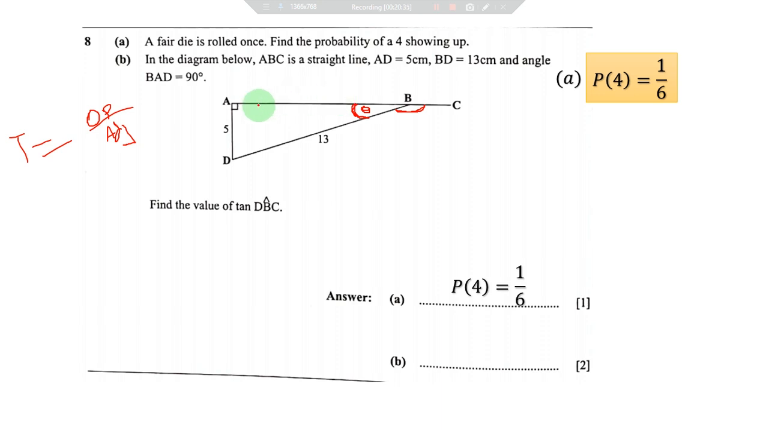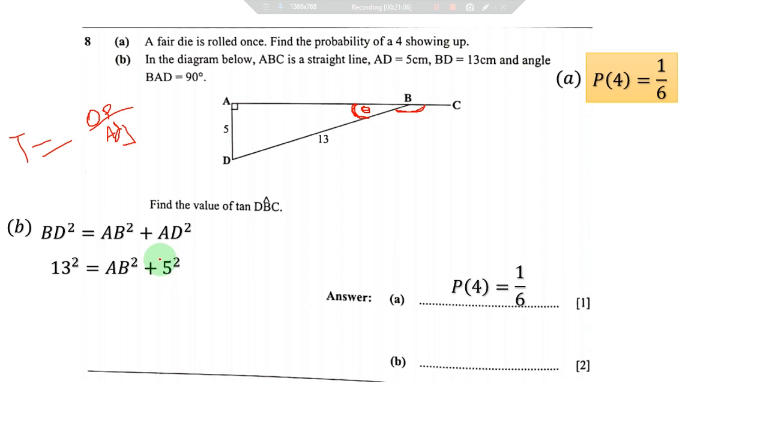On this triangle, using Pythagoras, we'll say BD squared. This is the side which is opposite to the 90, so this is the hypotenuse. So BD squared equals AB squared plus AD squared. Substituting the values, BD squared is 13 squared. AB, we don't have anything. AD, we have a 5, so 5 squared.